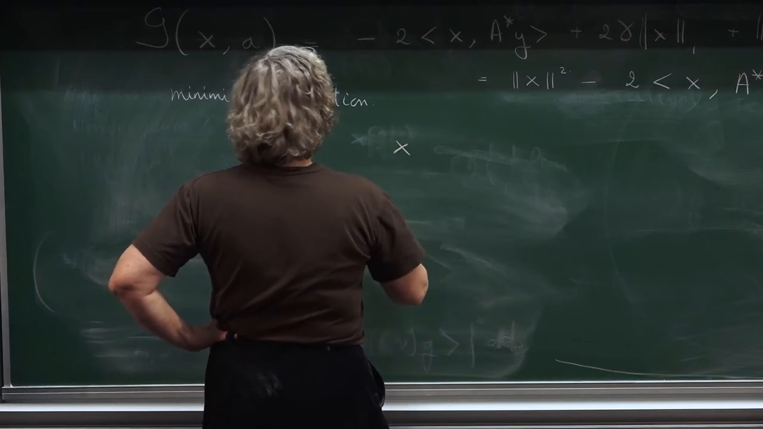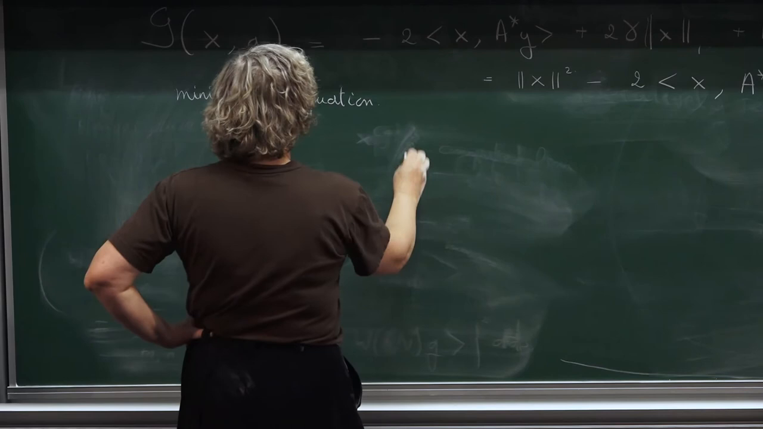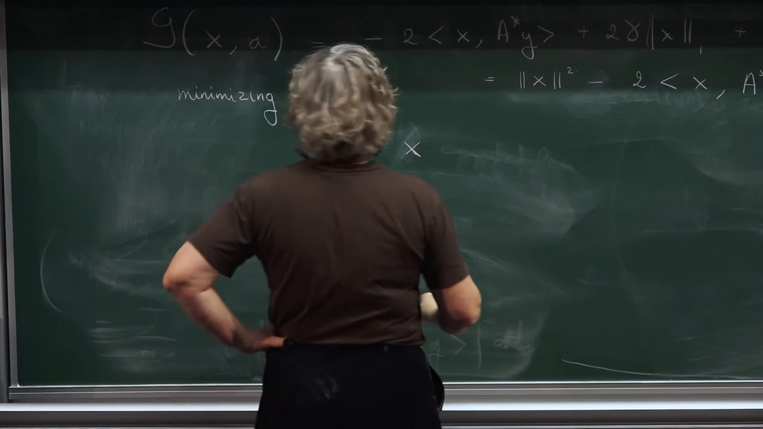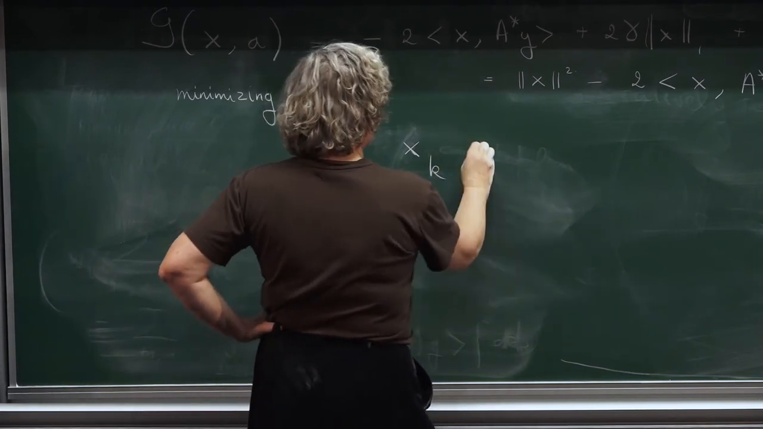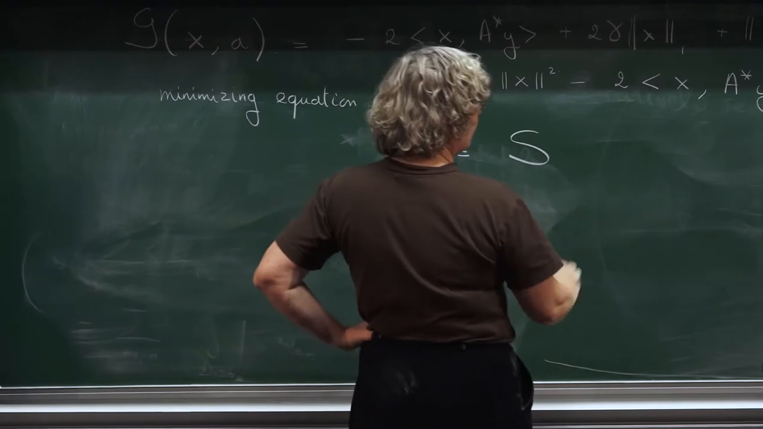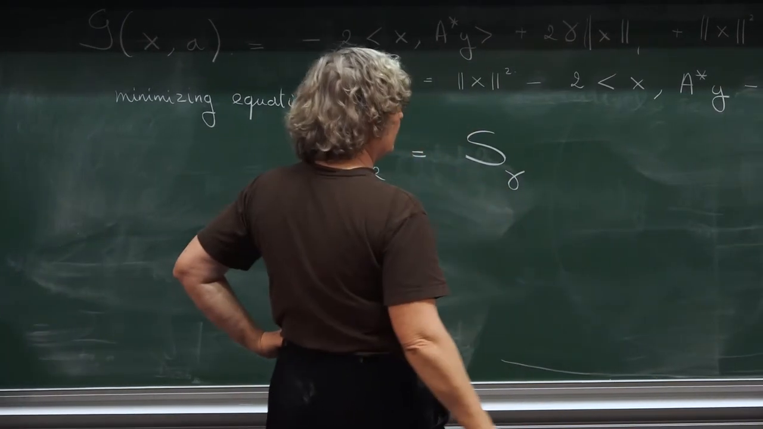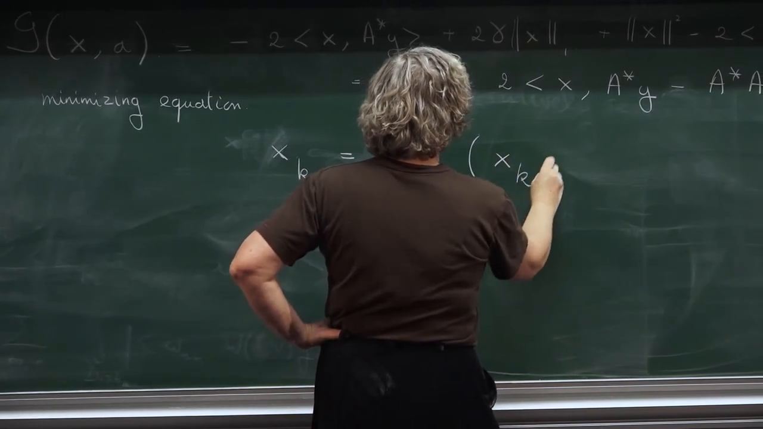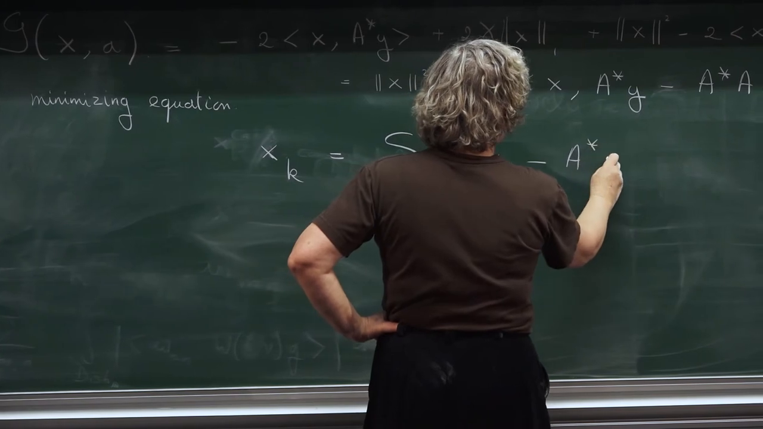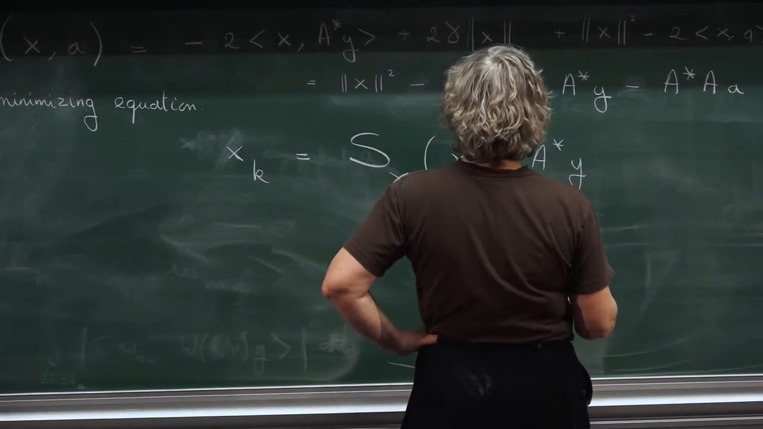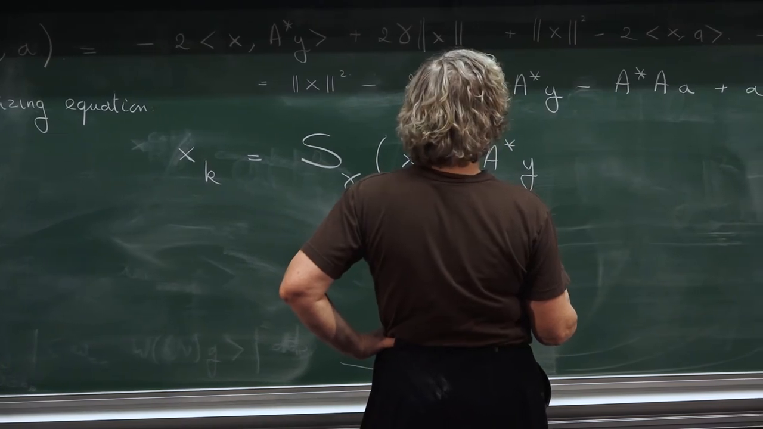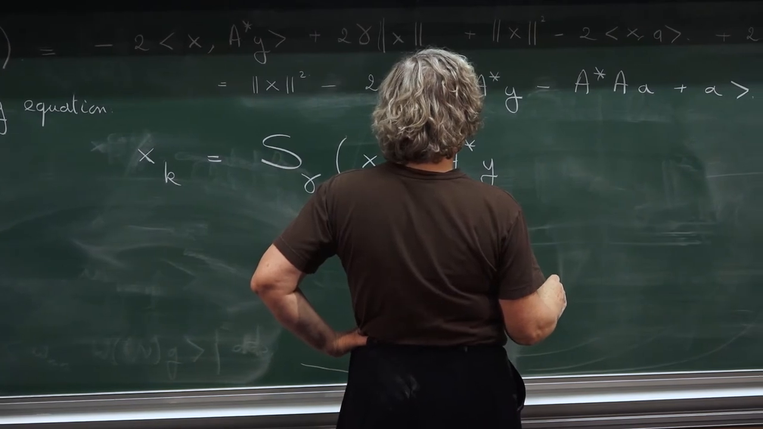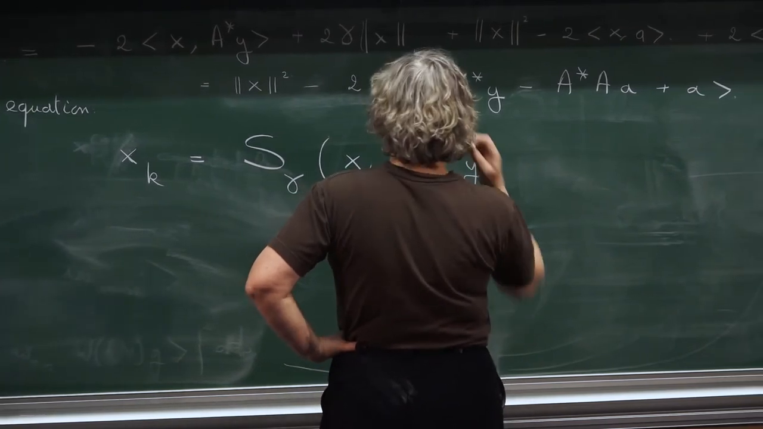x minimizes, so let's write the equation first. xk equals soft thresholding with thresholding step gamma of, and we get a 2 for minimizing that, so we get xk minus a star y. I have a problem now.